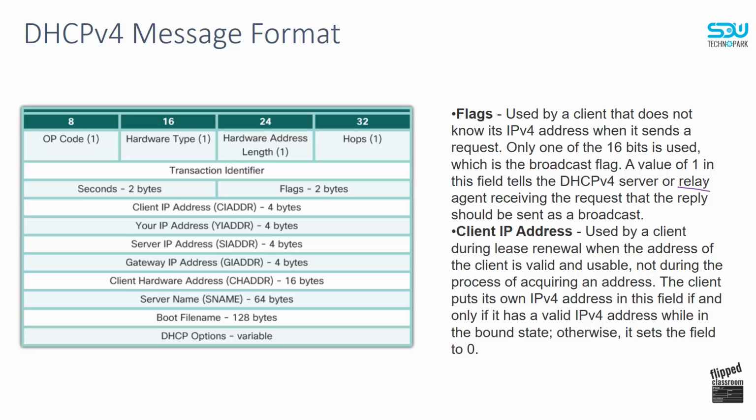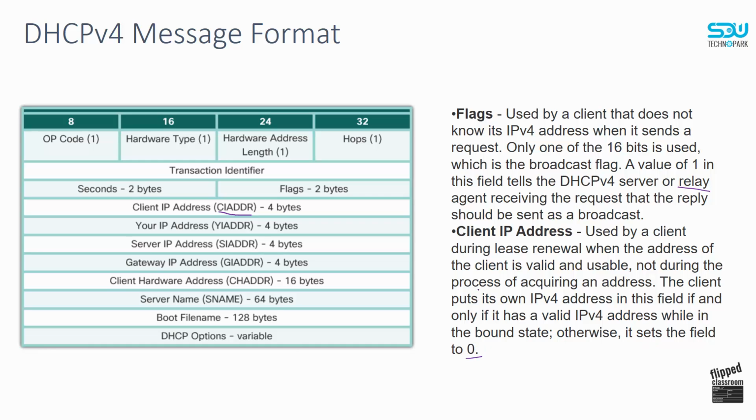And also we have information about the client IP address. So the client IP address, or in abbreviation CIADDR, is used by the client during lease renewal when the address of the client is valid and usable, and not during the process of acquiring an address. The client puts its own IP version 4 address in the field if and only if it has a valid IP version 4 address while in the bound state. Otherwise, it sets the field to 0.